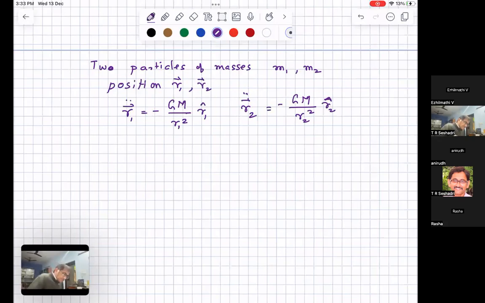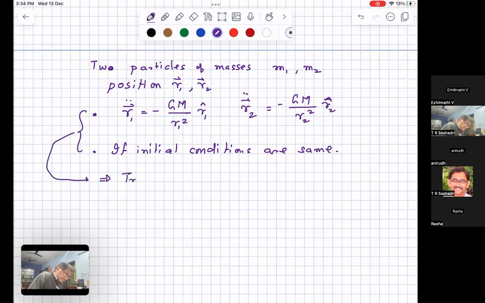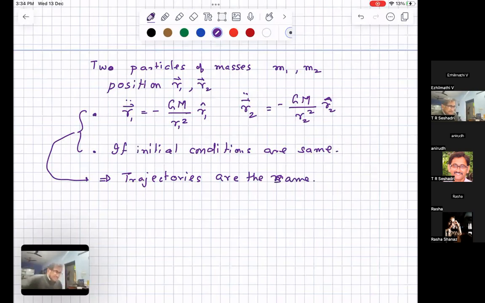Further, if my equation of motion is identical and the initial conditions are the same, this will imply that the trajectories are the same. Now, this has a very important implication.